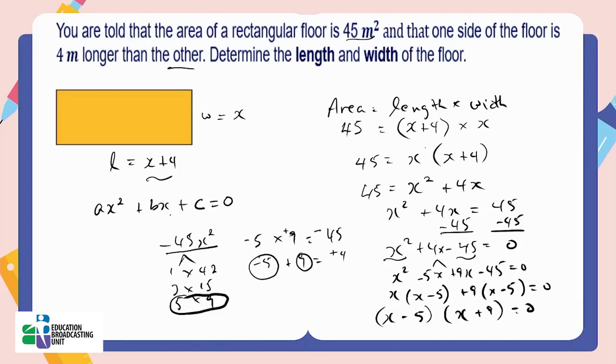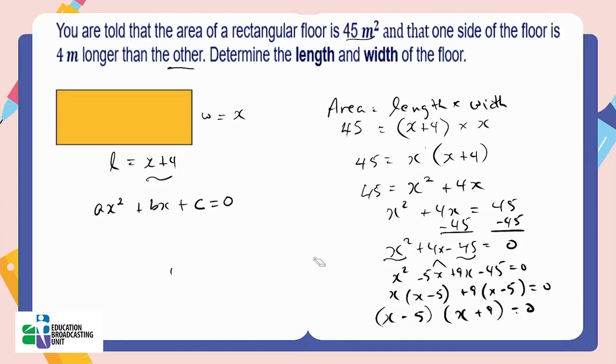Now solving this, let's see what we'll get here. So we have either x minus 5 is equal to 0 or x plus 9 is equal to 0. Because we have two quantities that multiply to give us 0, it means one of them is 0. So either this quantity is 0 or that quantity is 0. Now if this quantity is equal to 0, it makes it easy for us to solve. Simply add 5 to both sides and we'll get x is equal to negative 5.